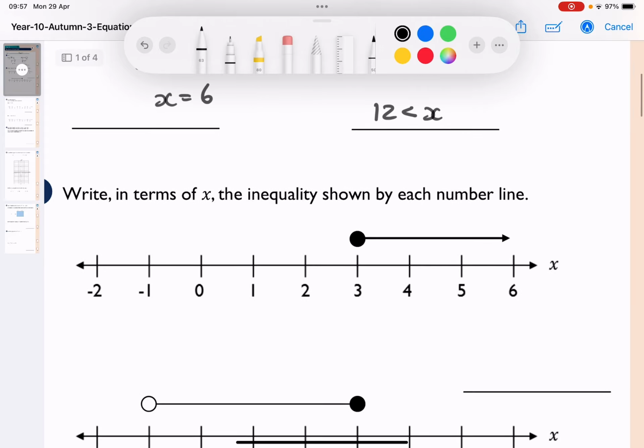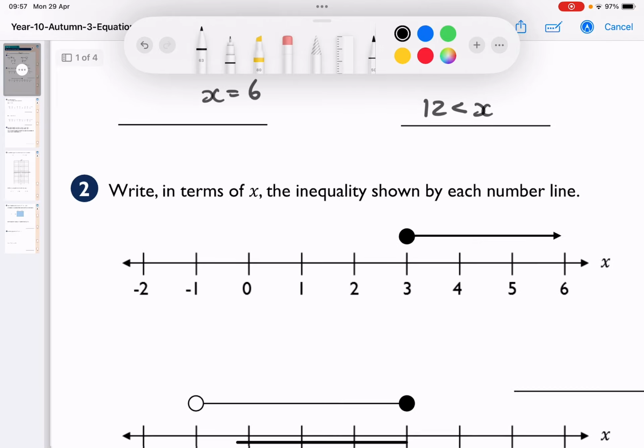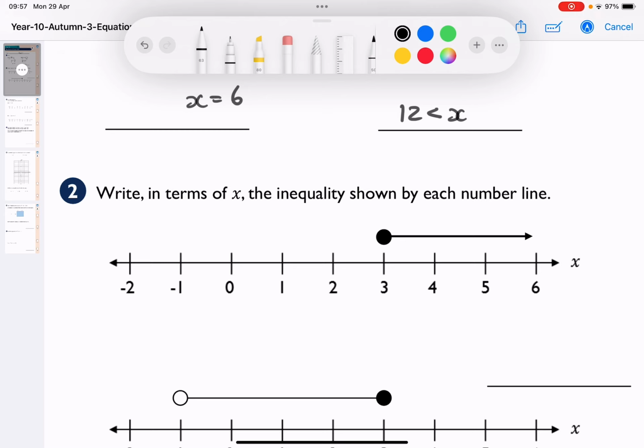Now, here, number 2, we've got our number line. First of all, it does say write, in terms of x, the inequality shown by each number line, but always check. Here it tells me this is about x. It's bigger than 3, first of all, and I can see that by the arrow. And when I put my arrows in, I put them the same way as the arrow at the top. So mine's pointing left and so's theirs. And then I look at where this starts. It starts at 3. So x is bigger than 3.